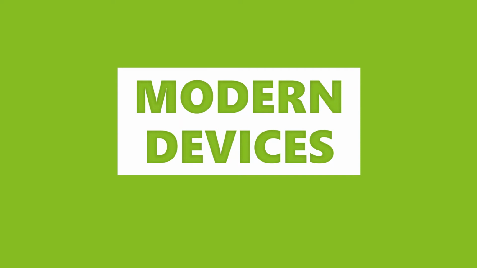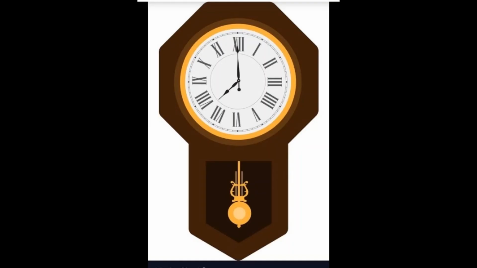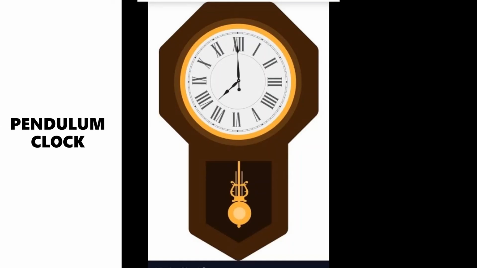Now let us see the modern devices. मतलब आज के ज़माने में हम क्या यूज़ करते हैं. So we'll see the modern devices to find out or to measure the time. Okay, so let us see the first one. This is pendulum clock. It was discovered by Galileo. It is the first clock actually for the modern time.